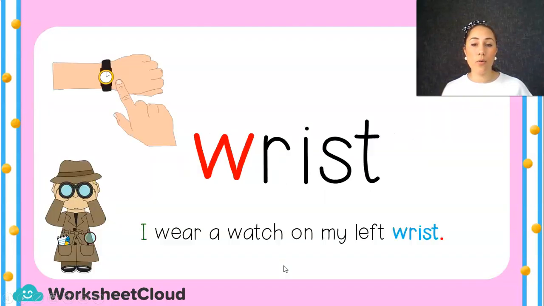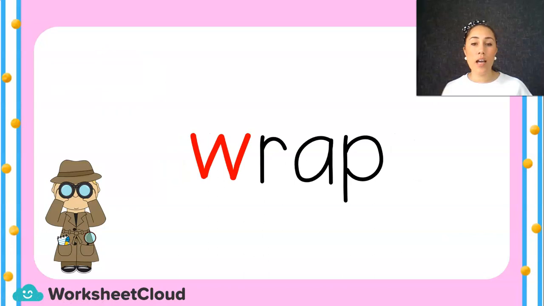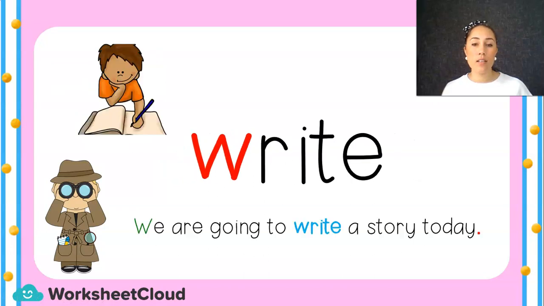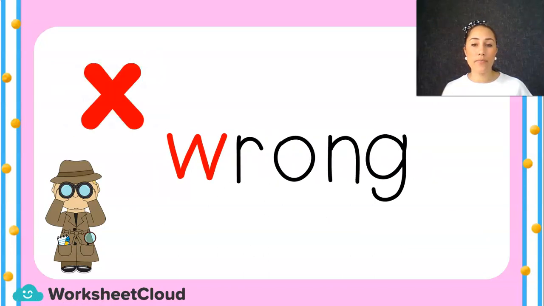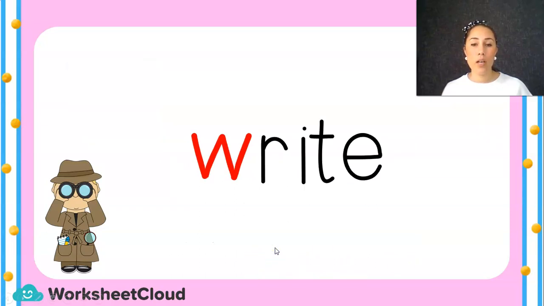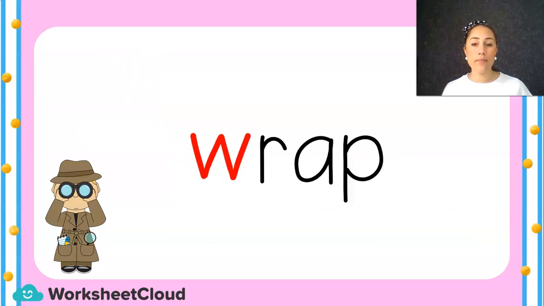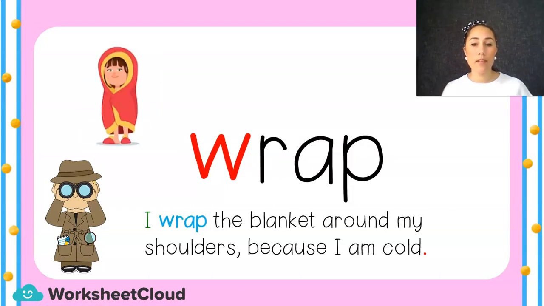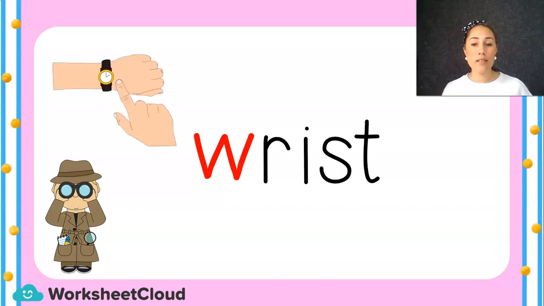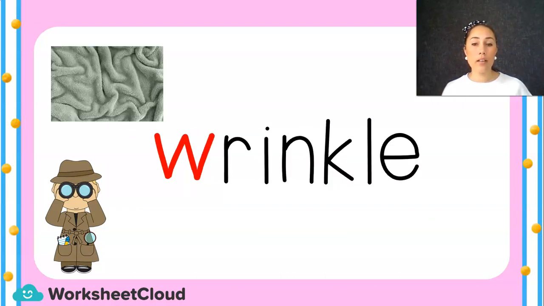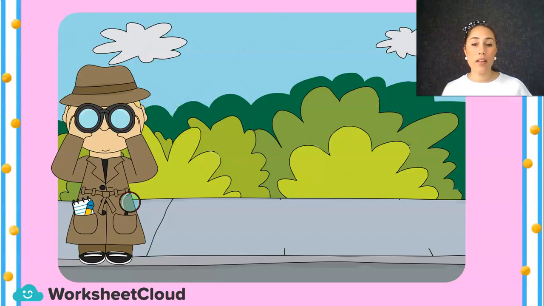Okay, let's read through all our silent W words. Okay, we've got wrong, right, wrote, wrap, wrist, wrinkle.